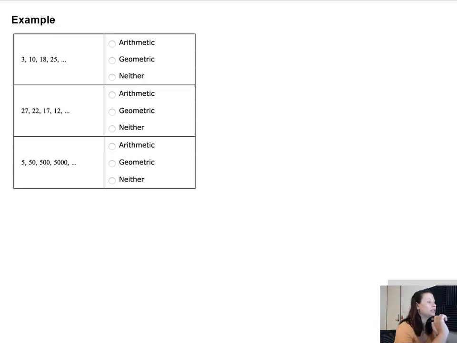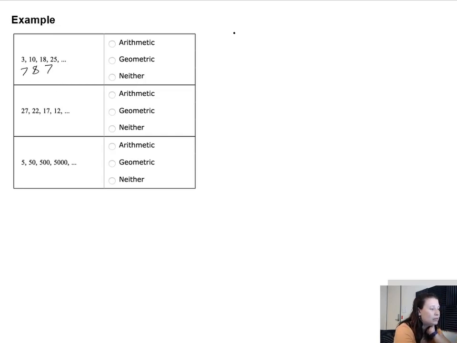Okay, so let's look at this first one. Always try arithmetic first, it's the easiest one. 3 to 10, that's 7. 10 to 18, that's 8. 18 to 25, that's, what is that, 7 again? So that's not a common difference.